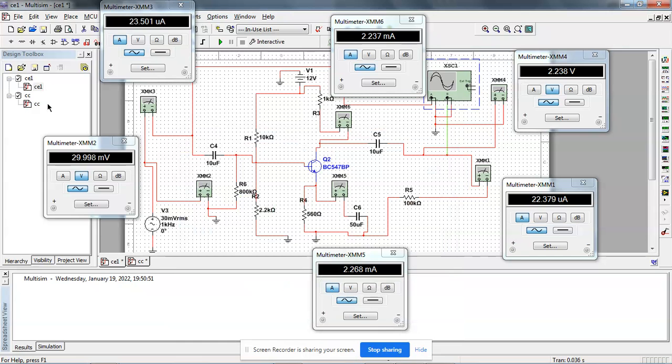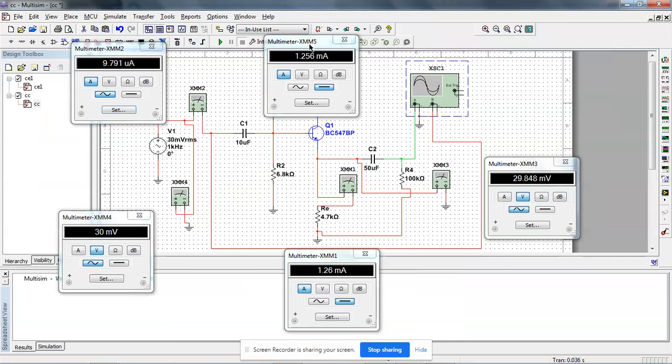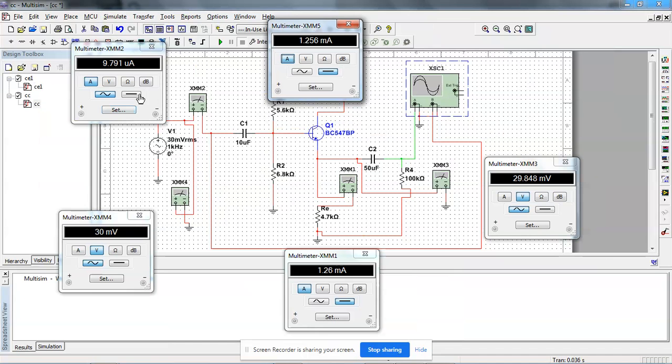Now let us move to CC, that is common collector. Similarly, here all the values are written from the multimeter. This is input voltage. This is input current, I mean IB. This is IC. This is IE. This is output voltage. Let us simulate it. Here, as you can observe, there is not much of a voltage gain.